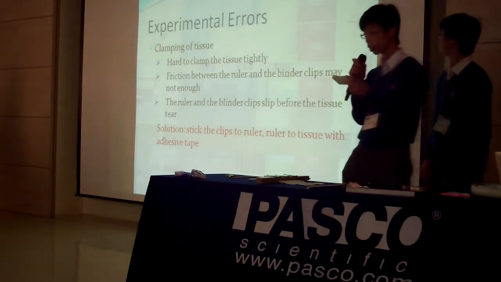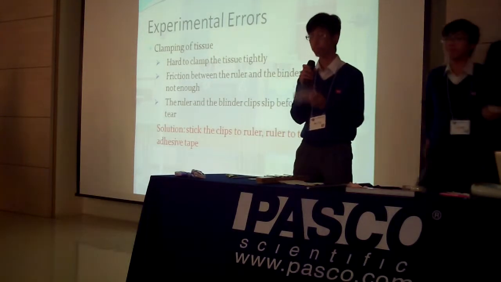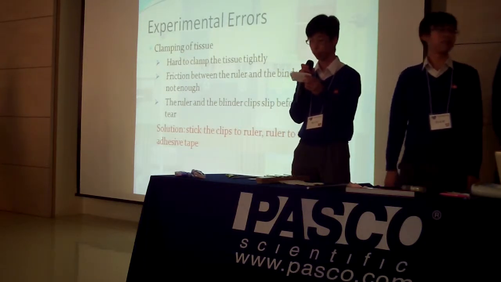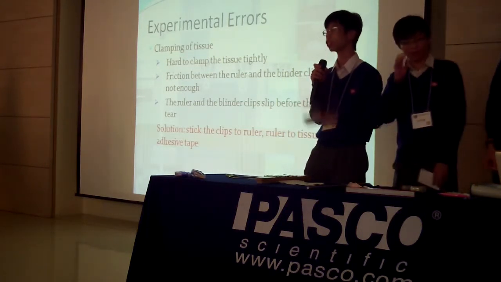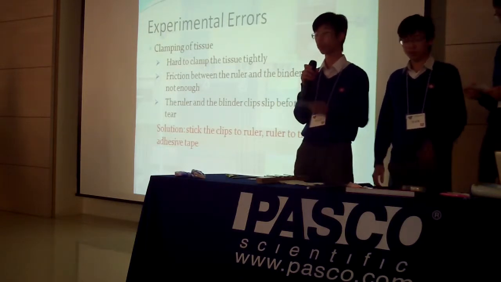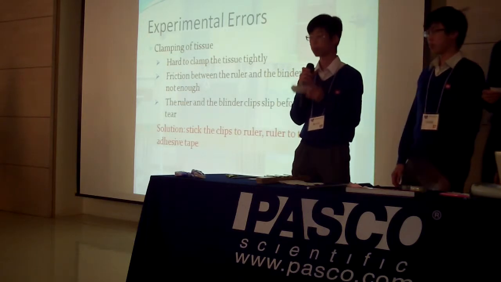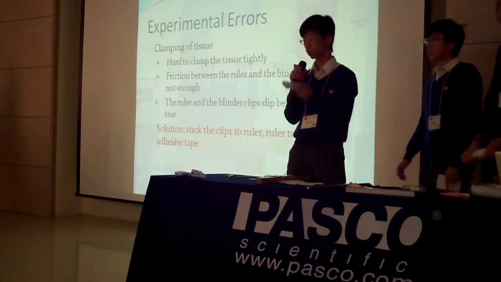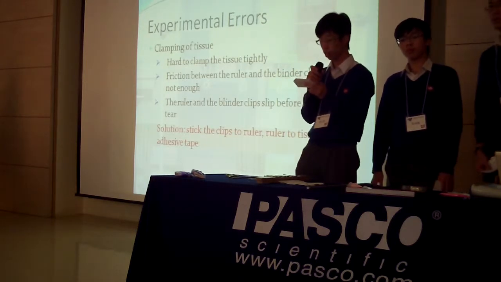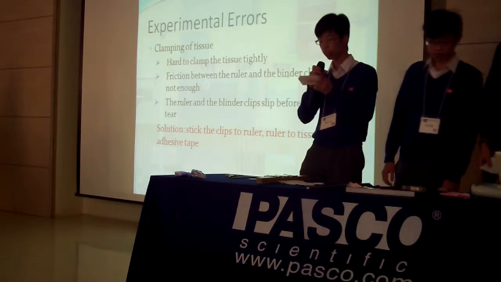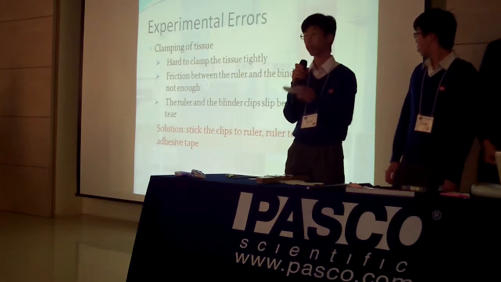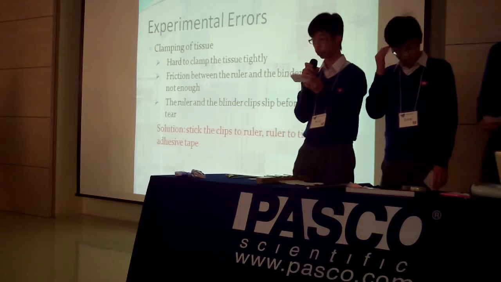In this experiment, we have several experimental errors. First is the clamping of tissue paper. It is hard to clamp the tissue tightly. Friction between the ruler and the binder clips may not be enough, making the ruler and the binder clips slip before the tissue tears. Our solution is to stick the clips and the ruler to the tissue with adhesive tape to increase the friction between them.